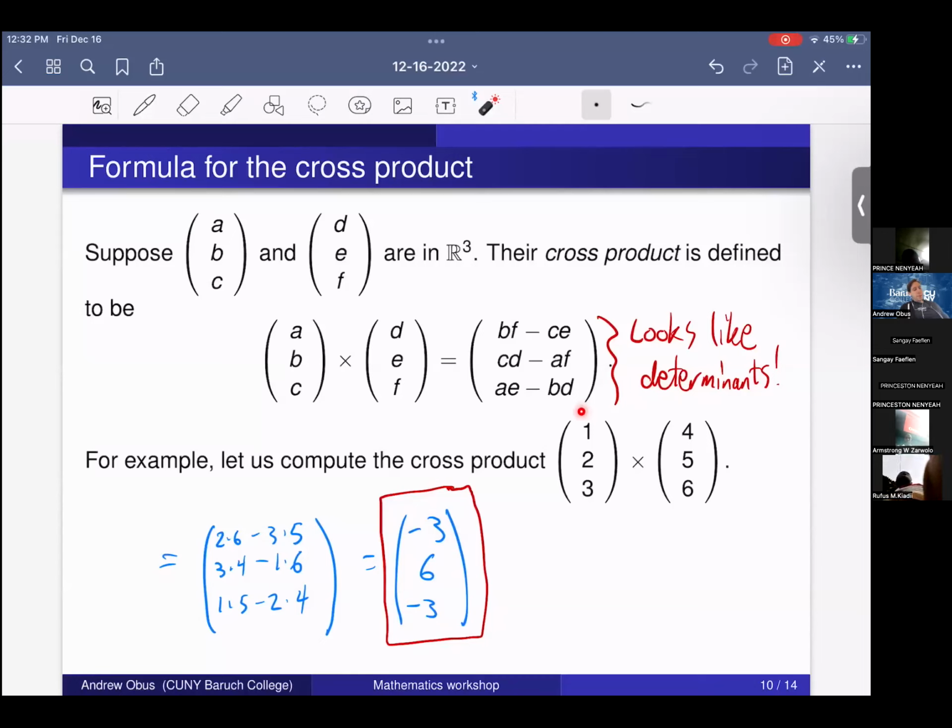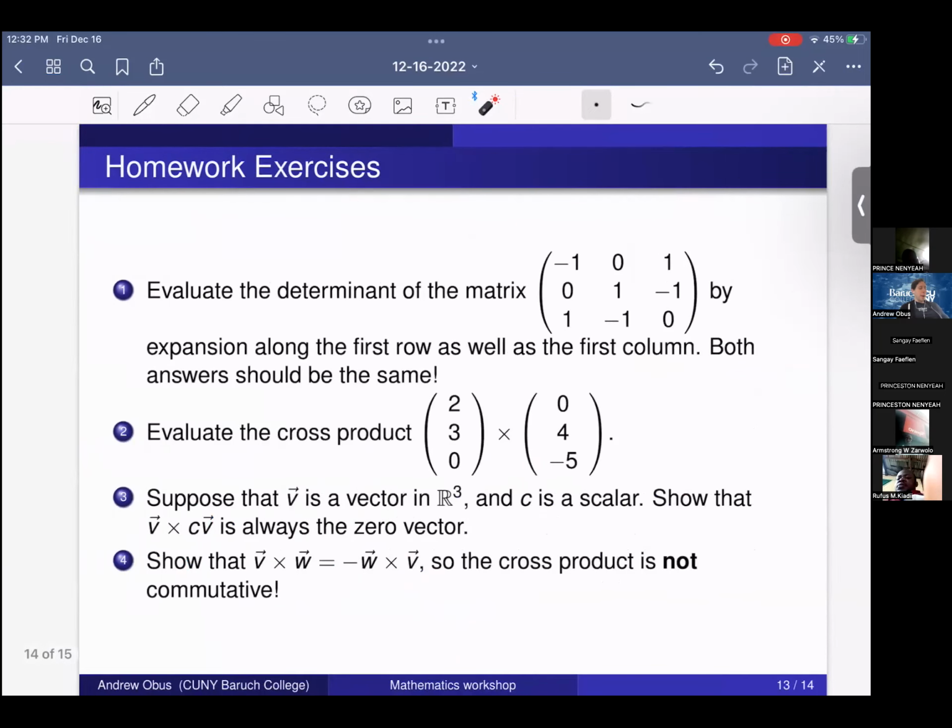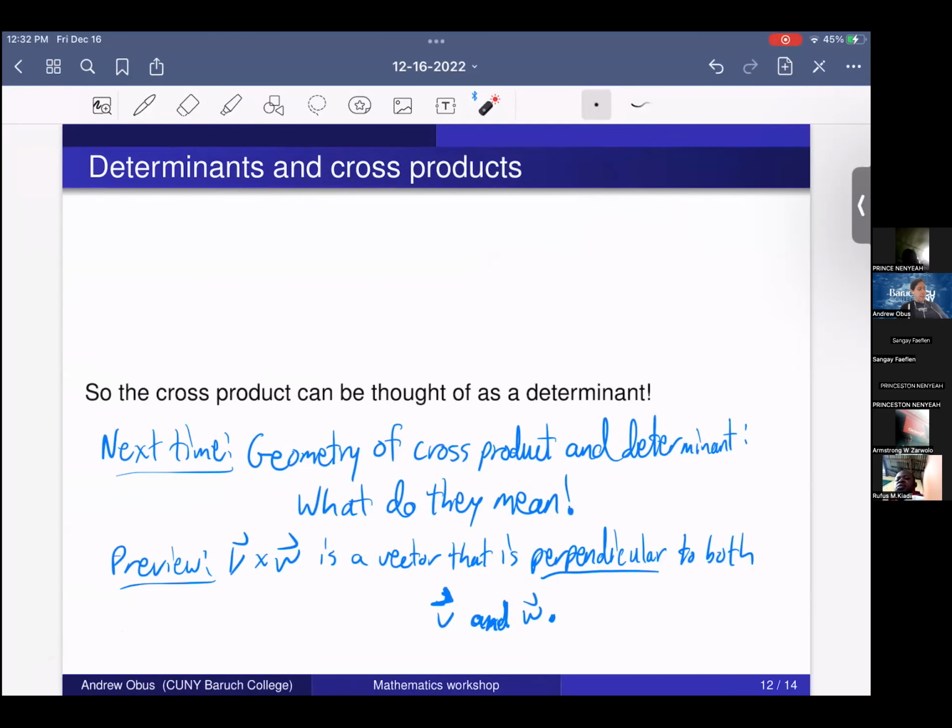You can check that it's perpendicular to both 1, 2, 3 and to 4, 5, 6. Remember how we check perpendicularity? You take the dot product and see that it's 0. That means that the two vectors are perpendicular. So if you take the dot product of this with 1, 2, 3, it's going to be 0. And if you take the dot product of this with 4, 5, 6, it's also going to be 0. So part of the meaning of cross product is that it's a way of getting a vector that's perpendicular to both of your original vectors. So it has a real geometric meaning.